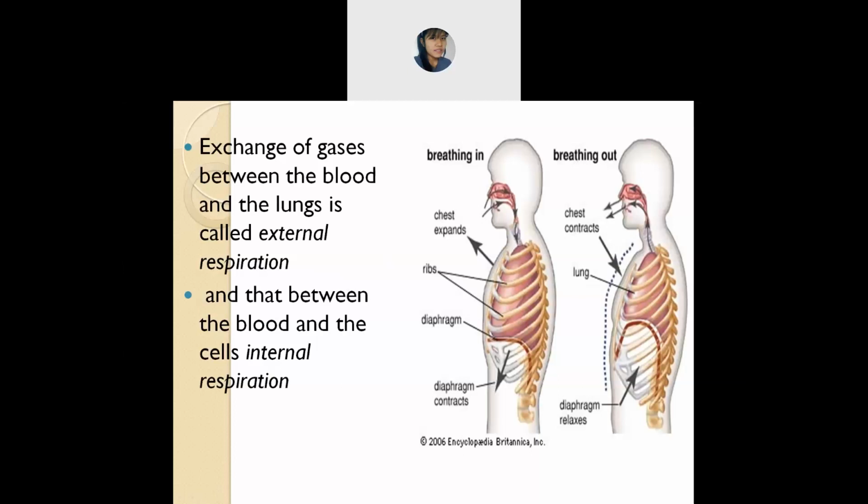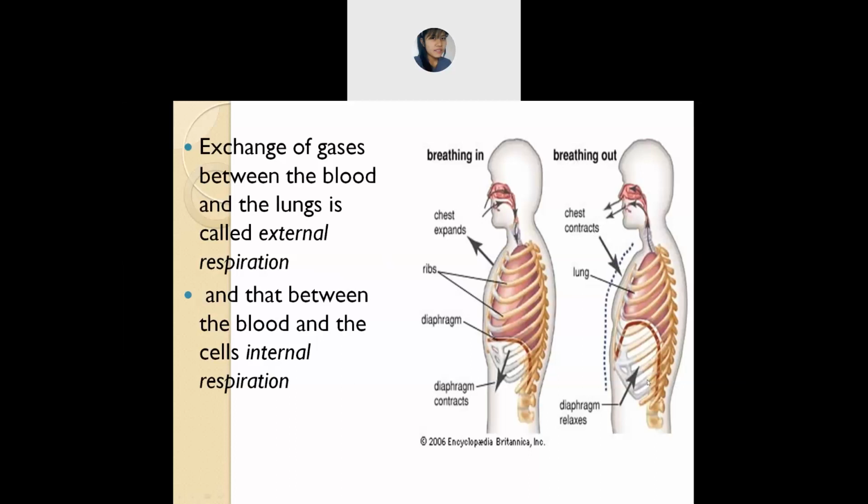So what happens here in the external respiration? There is exchange of gas. There is exchange of gas in between your blood and your lungs. Understand? In between your blood and your lungs, it usually takes place. And what happens here? Your chest will contract. Chest contracts means your chest will get small. When you breathe in, what happens? Your chest, it will become small or not? So contracts means it will compress, it will become small.